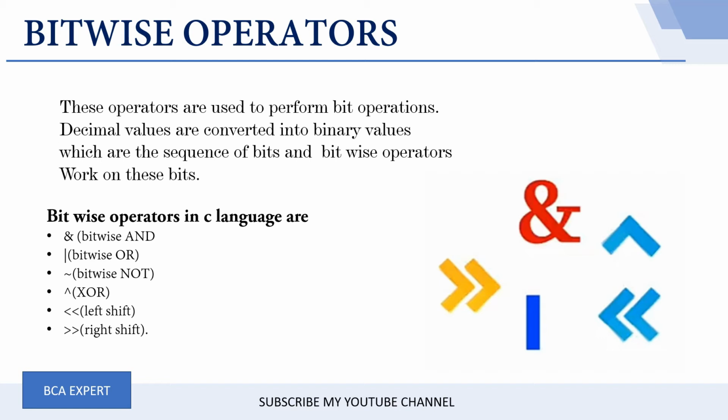...dynamic value or converted into the binary values, which are the sequence of the bits, and bitwise operators work on these bits. We have 6 types of bitwise operators: firstly, bitwise AND, bitwise OR, bitwise NOT, XOR, left shift and right shift.